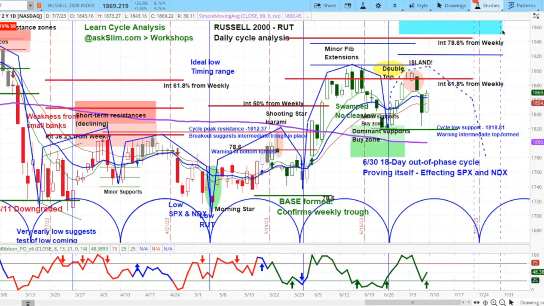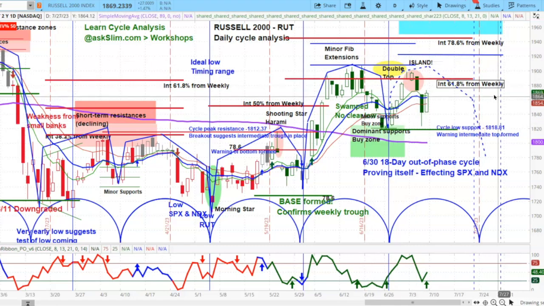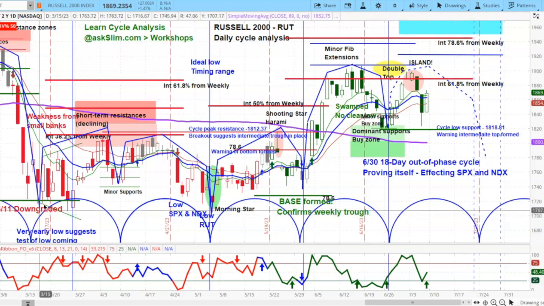An important thing here when we look at the Russell is that there is an island right over here. And I'm going to go back and refer to that because all three of the indexes have that island there. And this is at a double top area. But before that, let's just take a quick look at the analytical style.